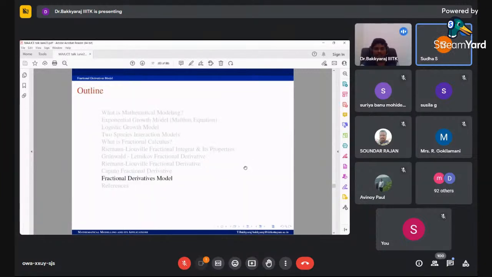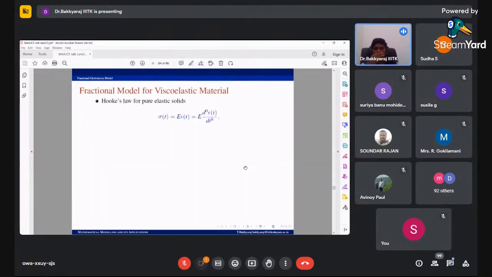Okay. So here, let me show you this model and then I stop. So this is viscoelastic material. There are certain materials in physics, material science. Okay, so here we need to talk about the stress strain relationship of viscoelastic material.